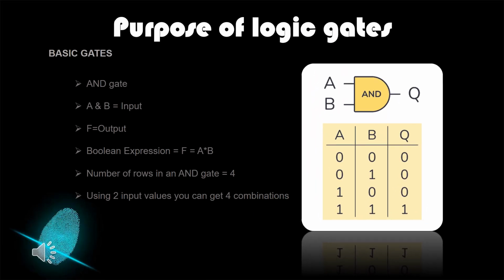Let us see about the AND gate. The AND gate outputs 1 only if both inputs are 1. This is shown in the truth table. Its Boolean expression is F equals A into B. There are four possible combinations with two inputs.